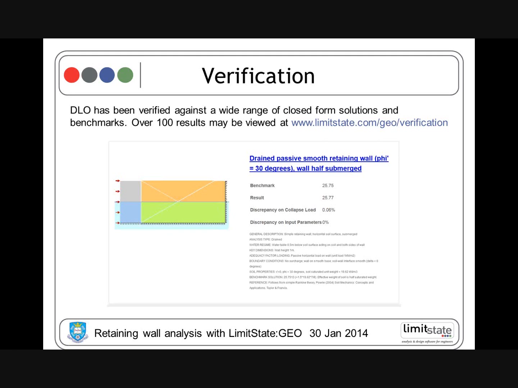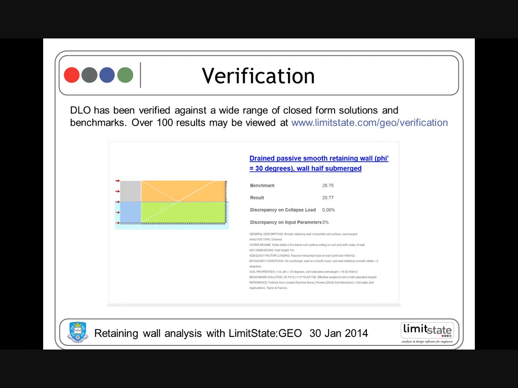So let's put a simple one up here of a smooth back retaining wall, looking at the passive pressure on a body of soil which is half submerged. And we have a benchmark of 25.75, which is a theoretical solution, and the software generated a result which was only 0.06% out from that.